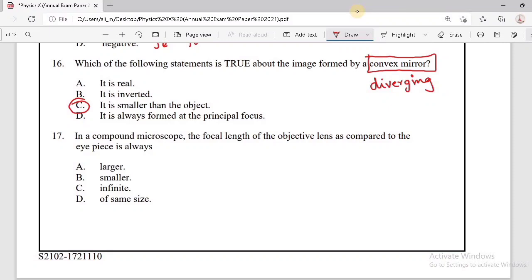Then we have question number 17. In a compound microscope, the focal length of the objective lens as compared to the eyepiece. So as we have discussed in the previous question, in a compound microscope, the focal length of the objective lens is less than the focal length of the eyepiece. So the correct answer of this question number 17 will be option B.